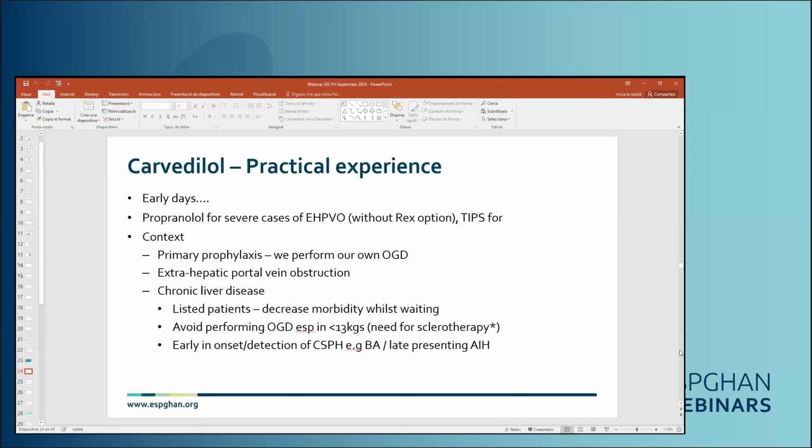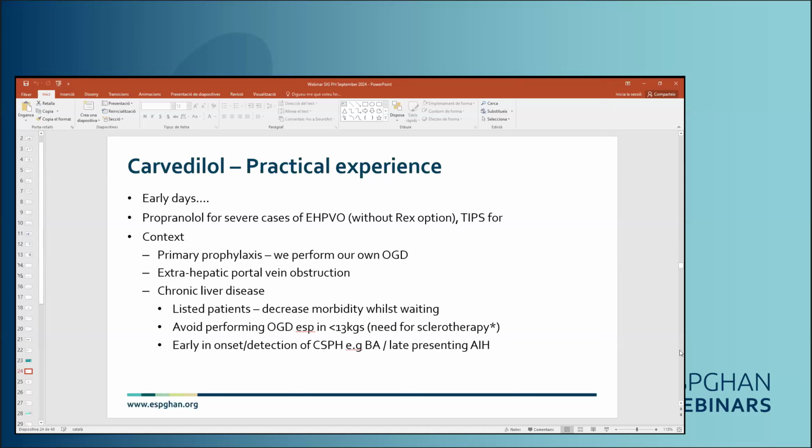So really our narrow band ends up being children with chronic liver disease, primarily patients who are listed for transplant. This will vary by region, but at the moment in the UK, waiting lists can vary from a couple of months to almost over a year. We've seen increased morbidity while waiting on the transplant list, so this is the particular group we've targeted for carvedilol, especially the smaller children.